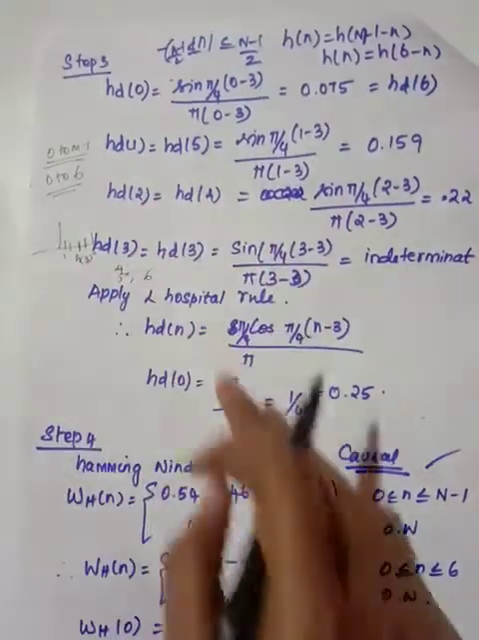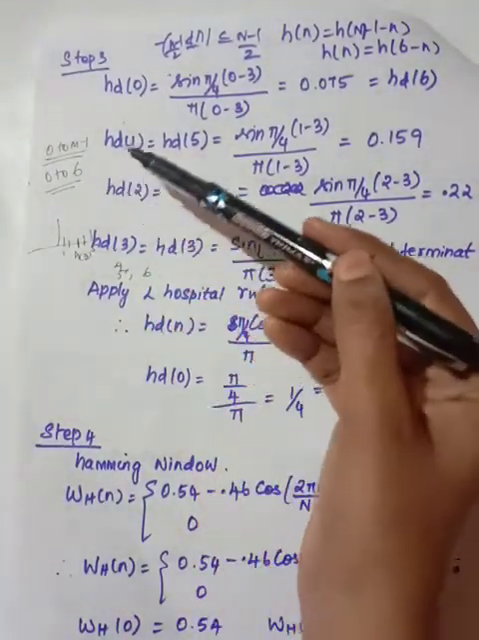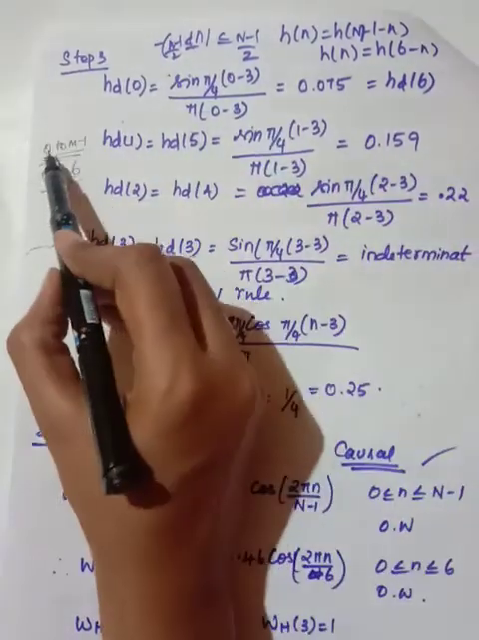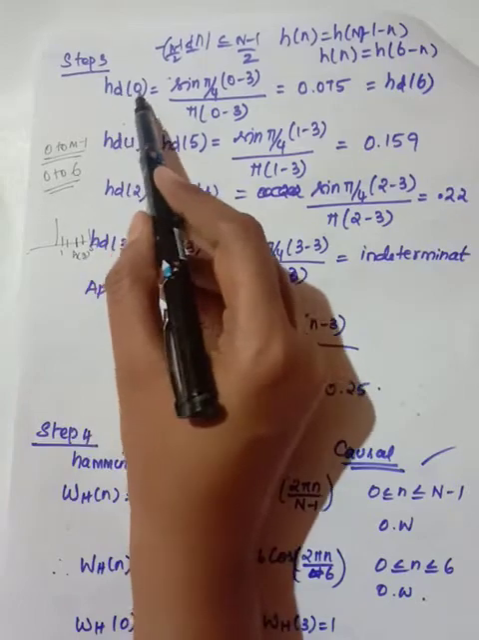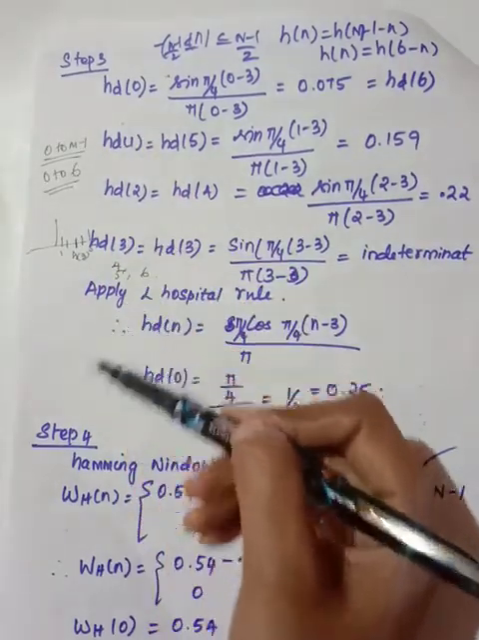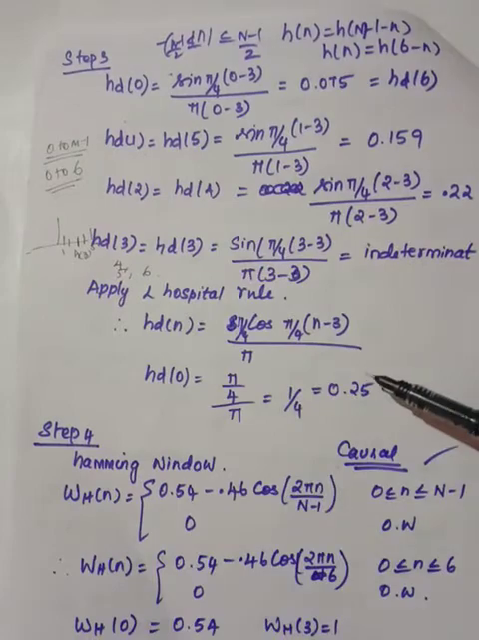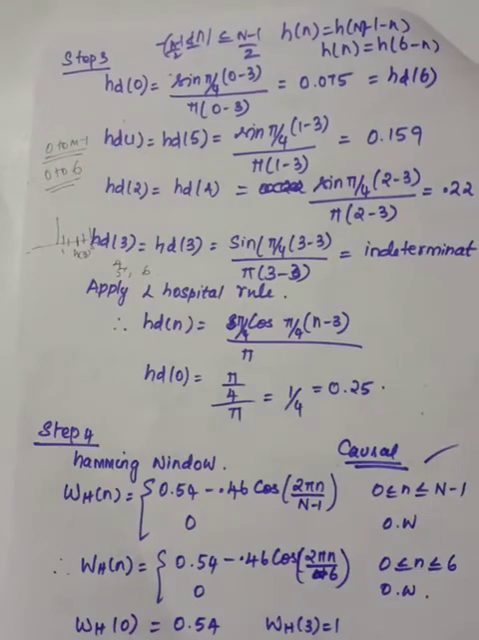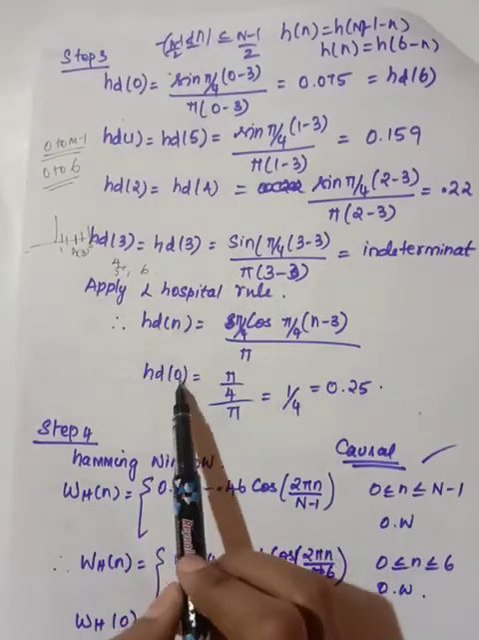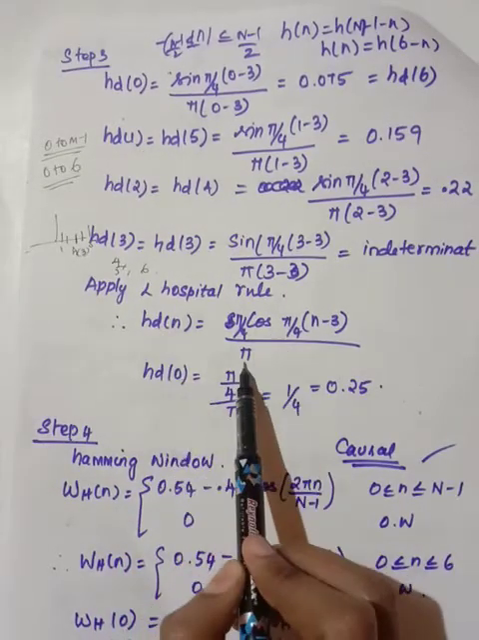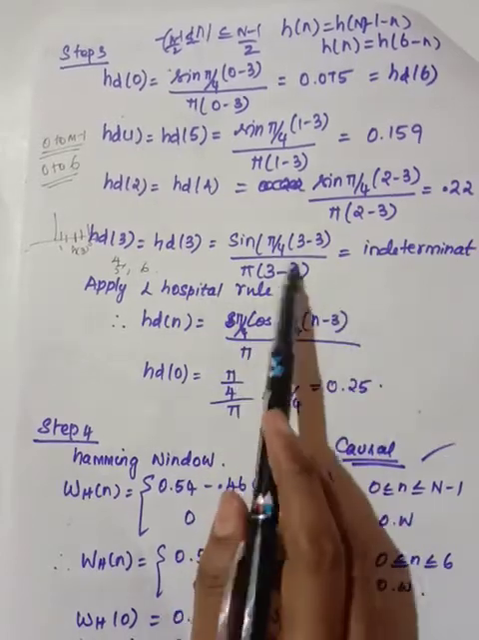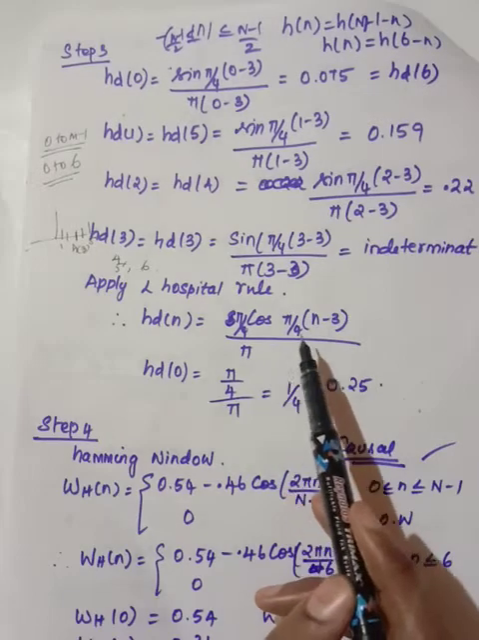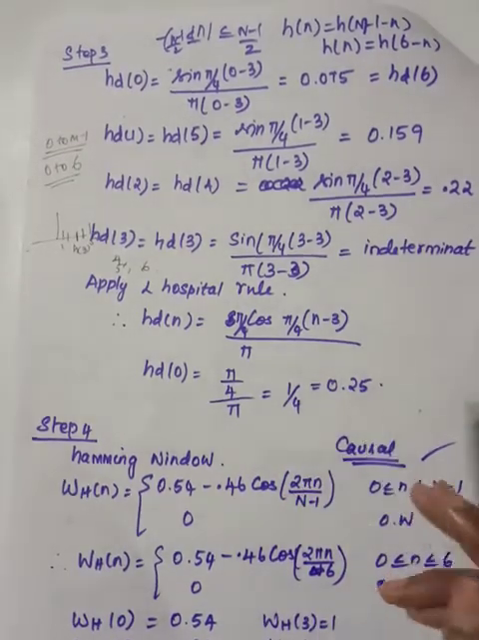Okay, the same concept I have done. If you don't know, if you have confusion in equating these, you just substitute the values 0 to 6. So you find out 0, 1, 2, 3, 4, 5, 6. Then after finding the results, 1 and 5 will be same, 2 and 4 will be same, like that you will get it. Okay, so here in order to find n is equal to 0, you know how to apply L'Hospital rule. This is indeterminate, so I am differentiating numerator and denominator with respect to n. So I am getting 0.25.